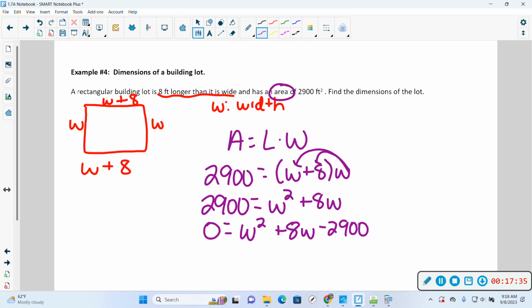This is where I would probably use the table in my calculator to help with the factors of 2,900. Remember, in your calculator, go to y equals, and put in negative 2,900 over x. That will give you everything that goes into negative 2,900. And then pull up your table. You're probably going to have to scroll down the table a little bit, like kind of a lot. Ignore any decimal answers.